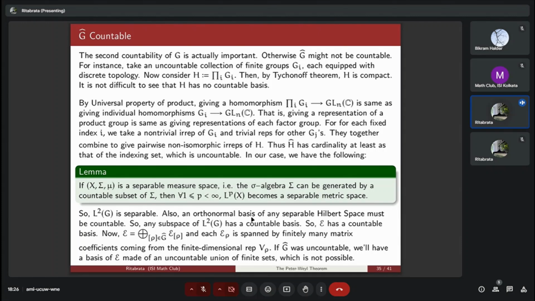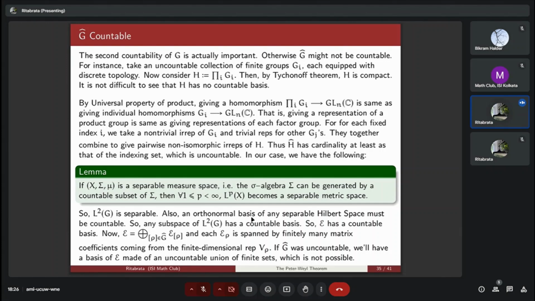By the universal property of the product, giving a homomorphism from a product group to another group is the same as giving individual homomorphisms from each group to that group. That is, if the target group is GL(V), the general linear group, it says that giving a representation of a product group is the same as giving representations of each factor group.